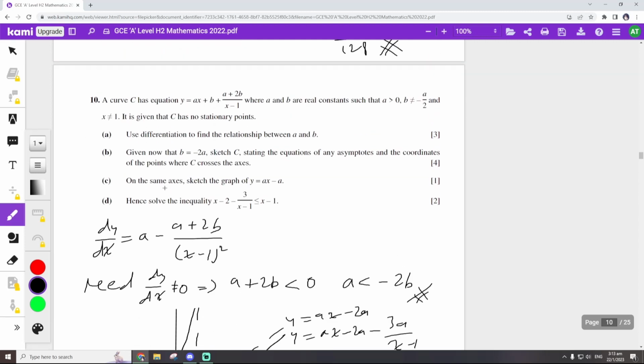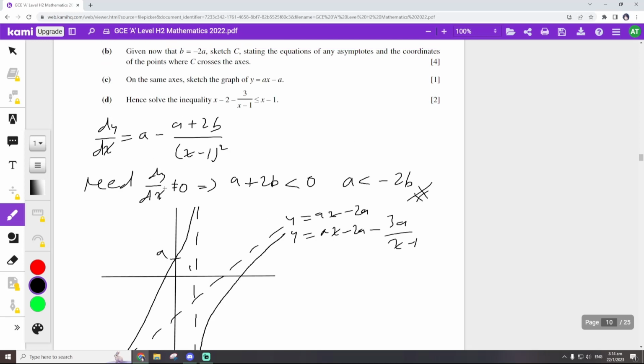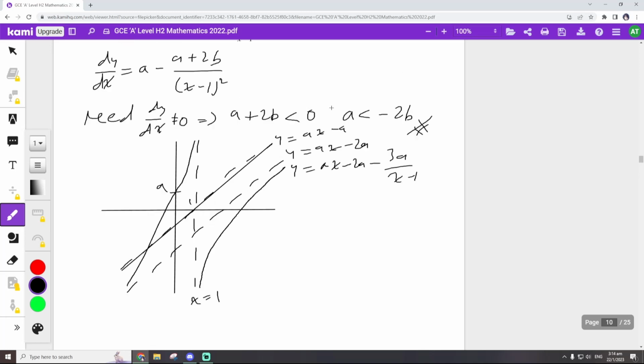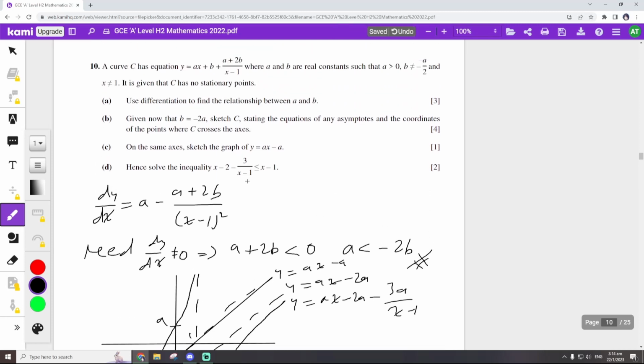So on the same sketch, just sketch the graph of y equals ax minus a. Okay, so that is just a parallel line that passes through 1, 0. So that's like a here. This line y equals ax minus a. Okay, hence solve this inequality. This happens to be the case a equals 1.